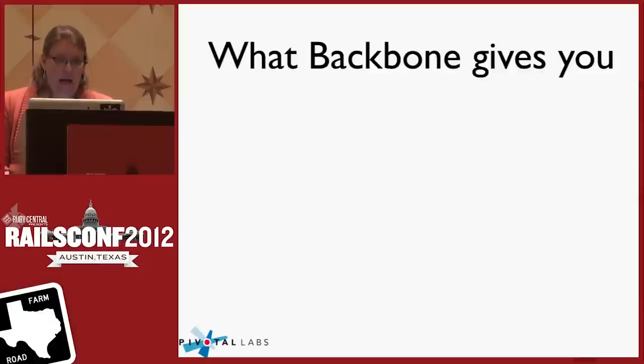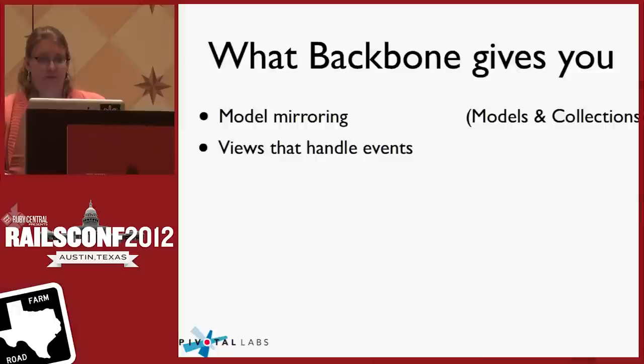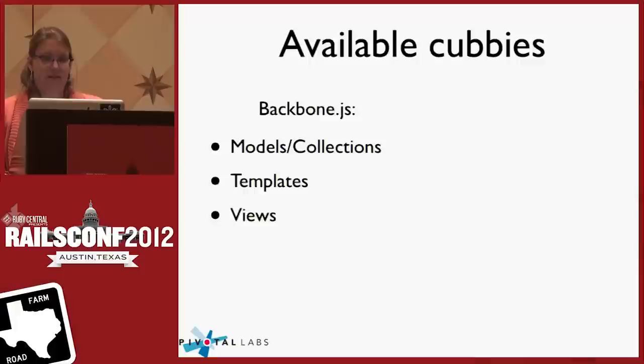So it gives you semi-automatic model mirroring. We'll come back to what that means in a little bit. And this is what on the Backbone side, they call models and collections. It gives you views that handle DOM events, which strangely enough are called views. And your views can optionally render markup themselves, right? And this is what Backbone calls templates. So let's go back to our comparison chart here.